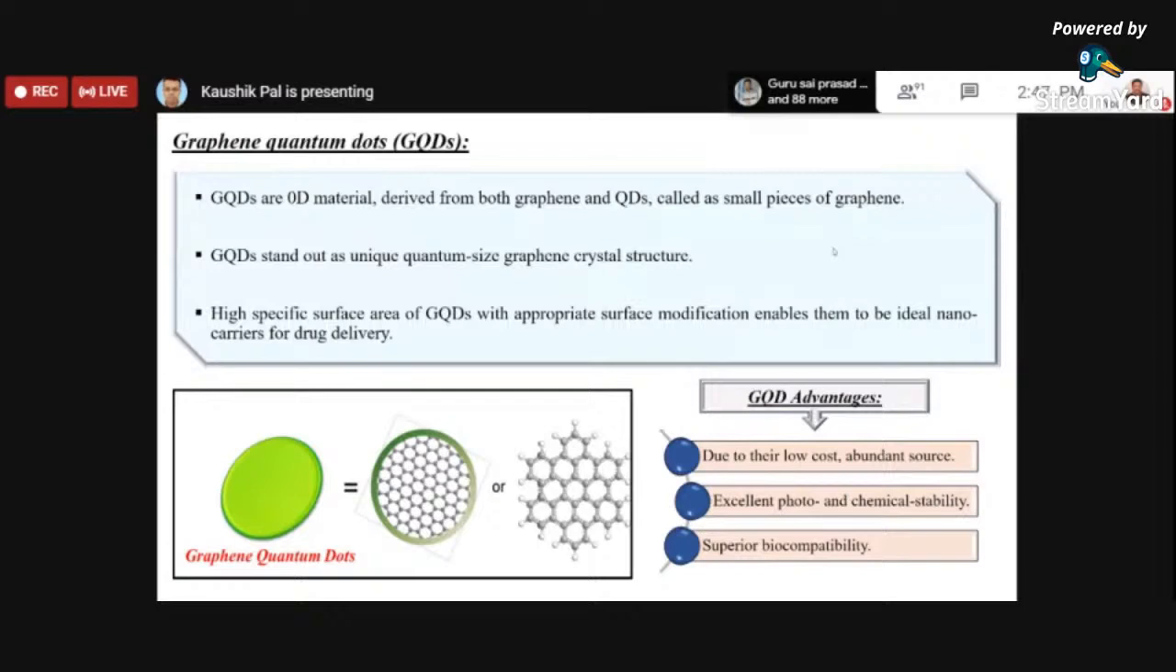Of course, they have certain good advantages also due to their low cost, abundant sources, excellent photo and chemical stability, and super biocompatibility, because you are injecting these materials inside the human body. So this material should have very little toxicity.